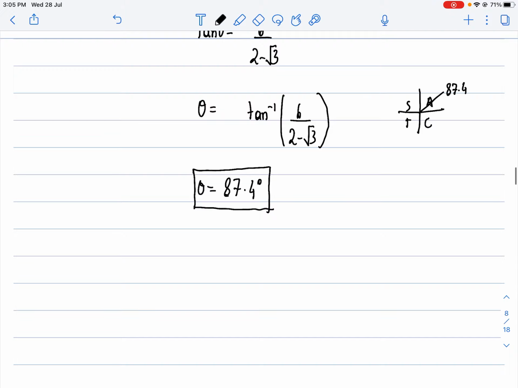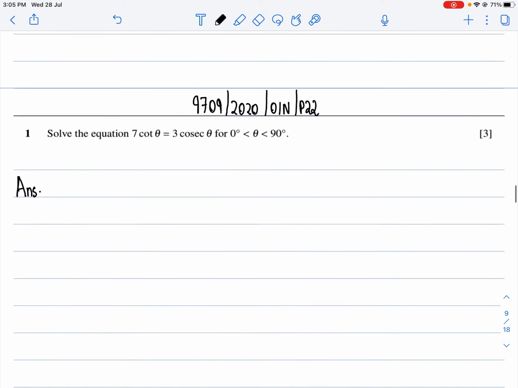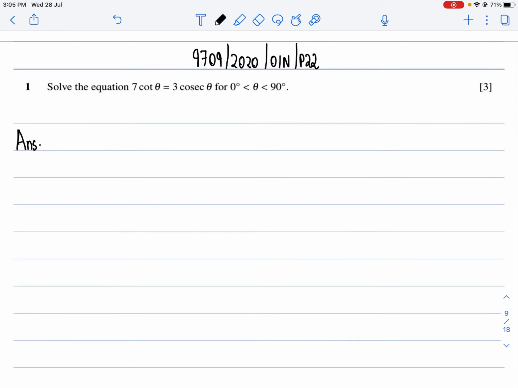So yeah, now we can go to the next past paper example, which is from the 2020 October November paper 22. Here I need to solve the equation 7 cot theta equals 3 cosec theta, for 0 degrees to 90 degrees, correct?